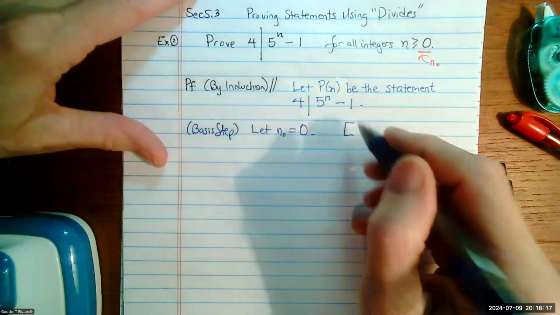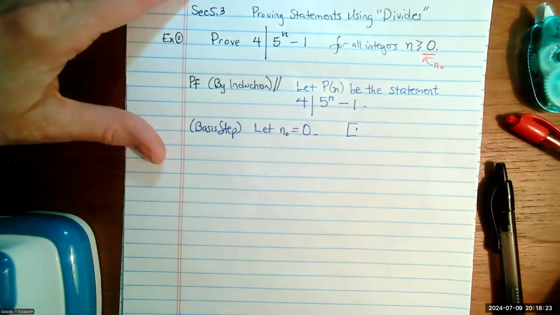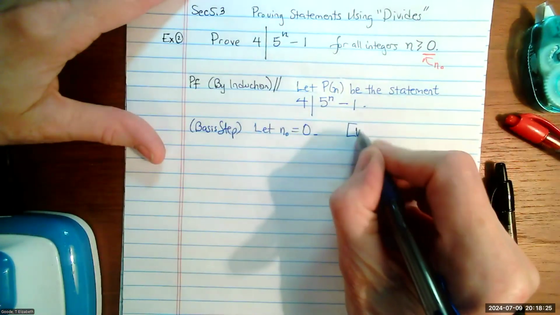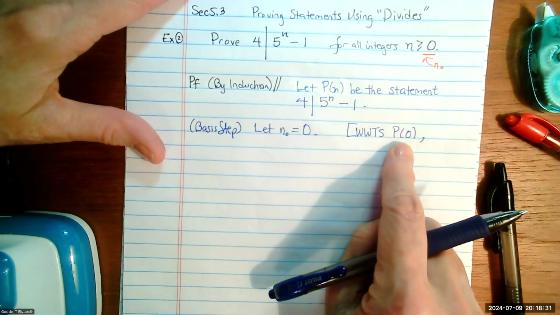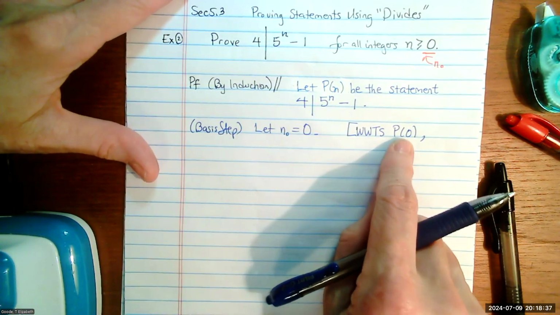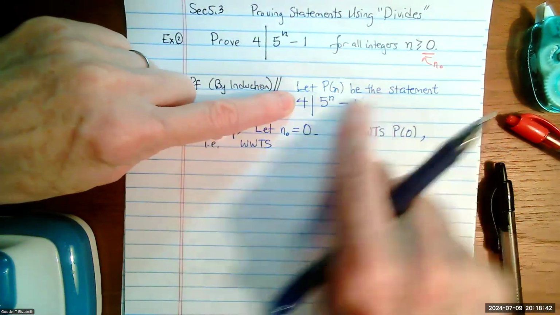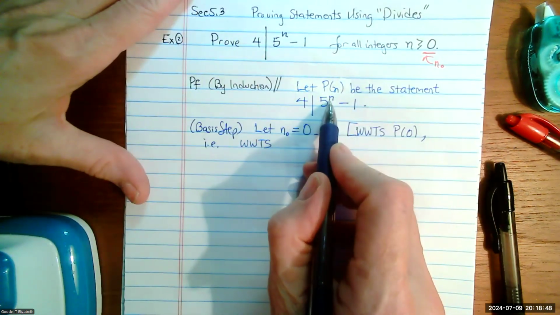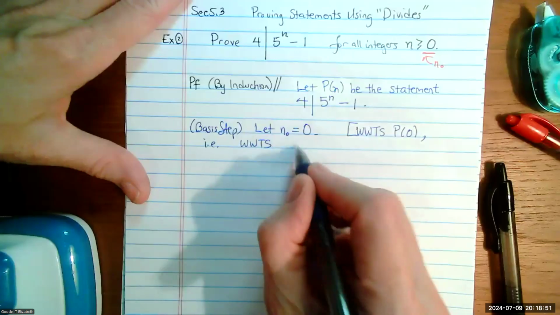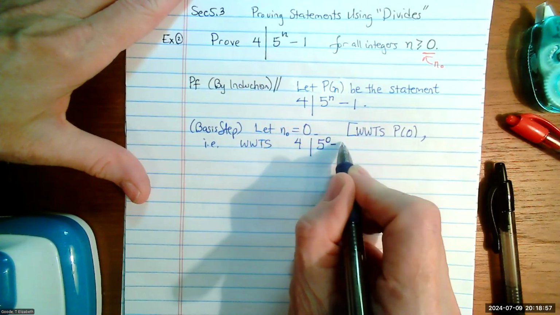Would it be P of 0? That's exactly what it would be. We are trying to prove P of 0. We wish to show P of 0. But let's go ahead now. It's not an equation with a left-hand side and a right-hand side. Let's talk about what P of 0 is, i.e., we wish to show that this statement that has an n here in the exponent is true when that n value is 0. So we wish to show 4 divides 5 to the 0 minus 1.